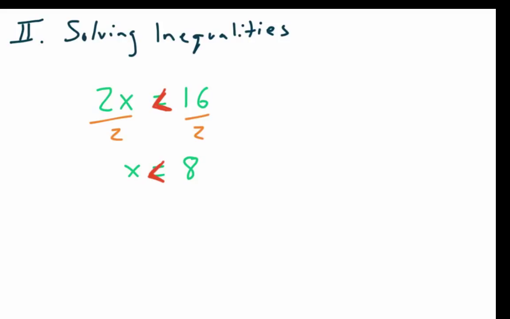Just instead of copying an equal sign down, you copy down the less than or the greater than or equal to, or whatever the sign they give you is. And then at the end, often they'll ask you to graph on a number line.